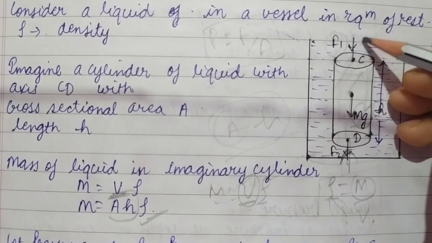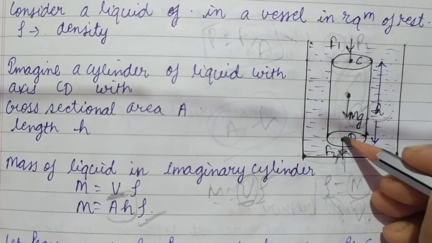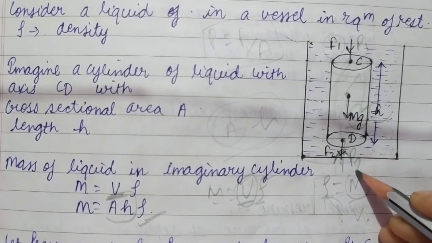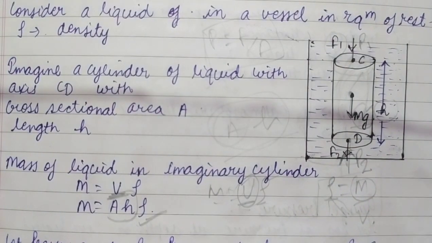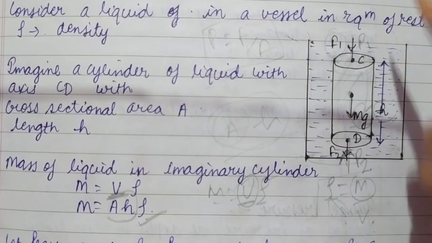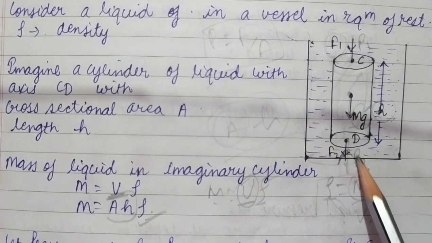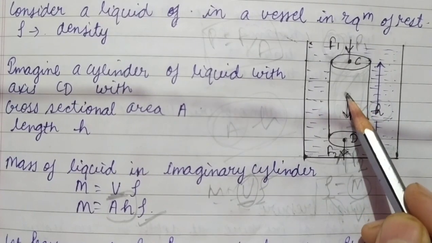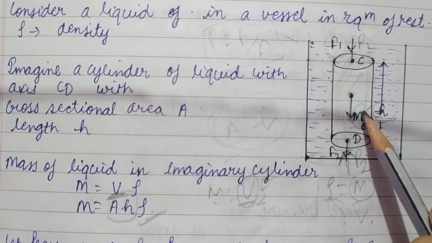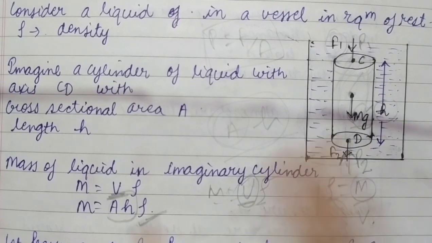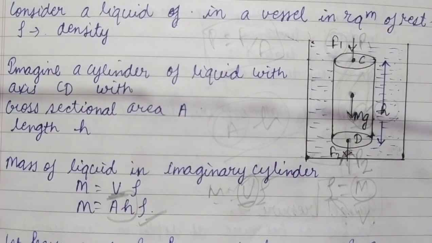At this point, let us consider pressure is P1, and at this point D, let us consider pressure is P2. Okay, now we already know what forces are involved. We have discussed F1 vertically downwards, F2 vertically upwards, and mg, the force due to gravity, which will be vertically downwards. So what will be the balanced equation of all these forces?